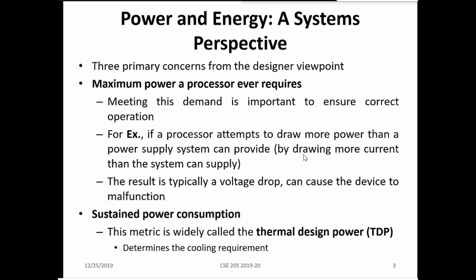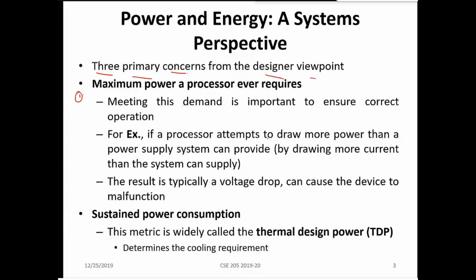With respect to power, there are three primary concerns from the designer's viewpoint. The first one is the maximum power a processor ever requires. Assume that we have many components, and the voltage, say 3 volt to 5 volt, may vary. So we have to be very thorough with the voltage that it requires for any specific component to get activated. That is very important.